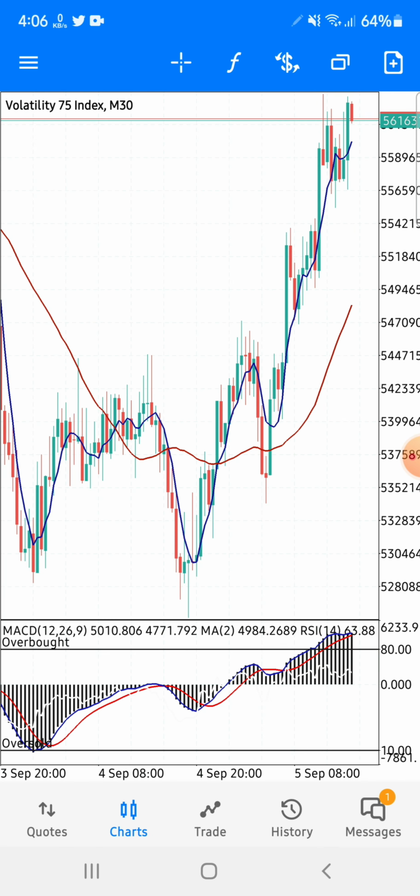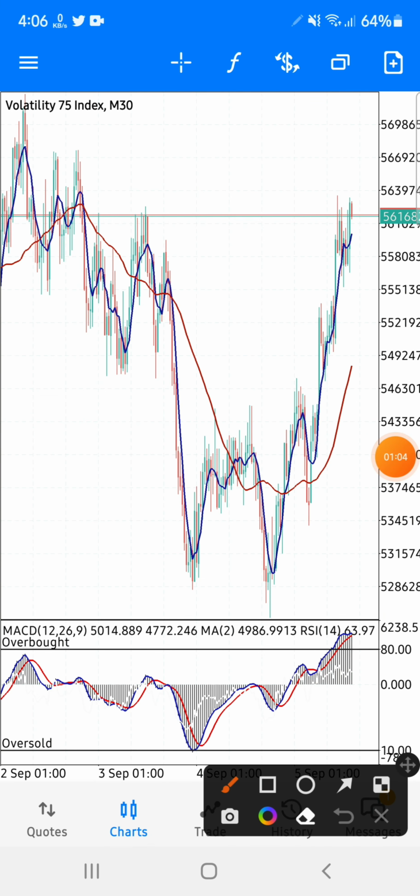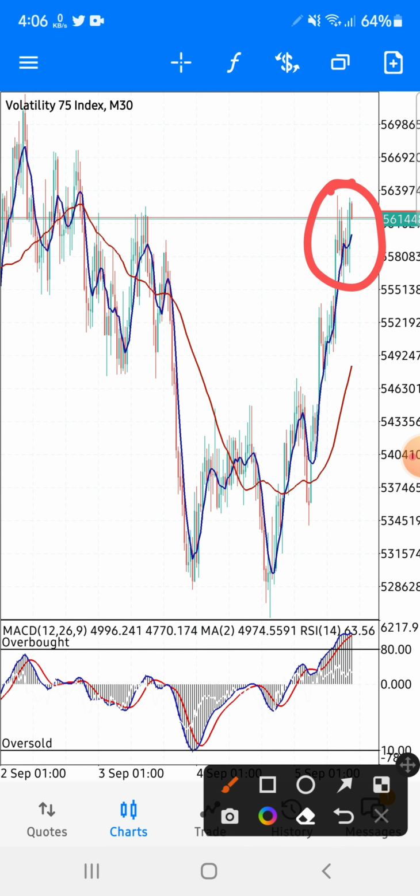Just for instance, now this is volatility 75. You can see it's a clear opportunity for us to analyze this market very easily. As you can see now on the MACD, it's above the 80 level, which is overbought, and you can see it's ranging clearly on the main chart. So we can clearly say we have to wait for a crossing here.